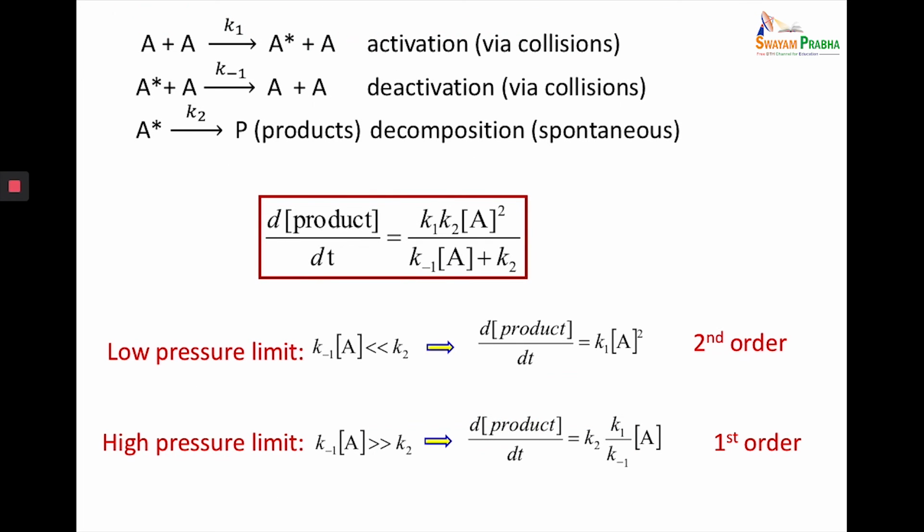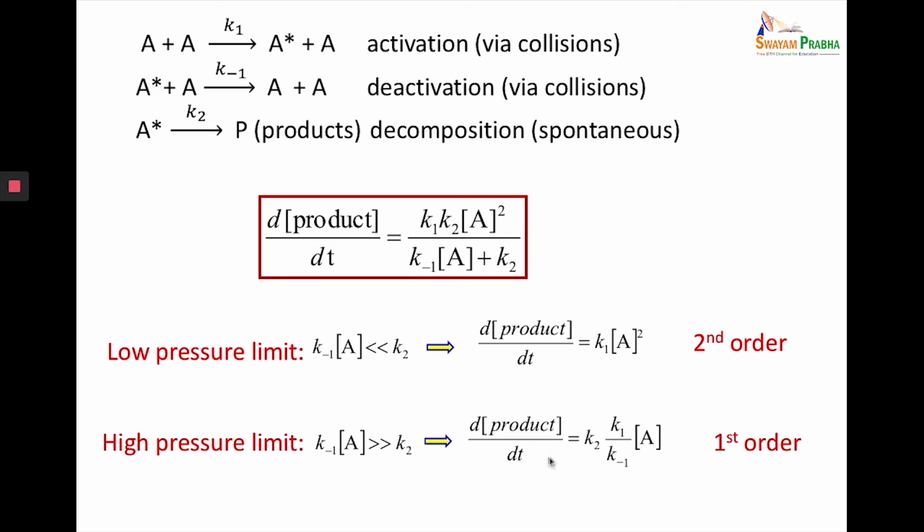There we had assumed that A is colliding with another molecule M, which could be any molecule. Here Lindemann said that unimolecular reactions are taking place because they are colliding with the molecules of the same kind. So we have d product by dt. If I apply the low pressure conditions where concentration of A is less, then K minus 1 A is going to be less than K2. Then in that case, d product by dt will come out to be K1 A square, because we are ignoring K minus 1 A in the denominator with respect to K2. And the reaction has become second order in the lower pressure conditions.